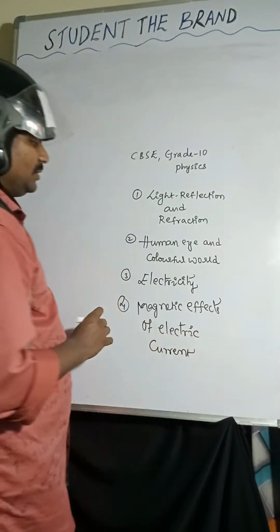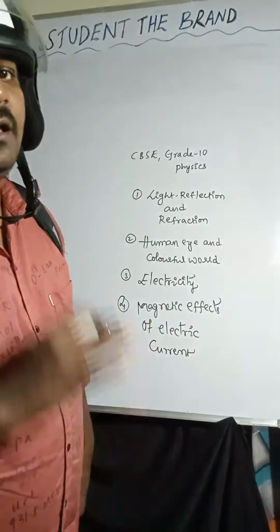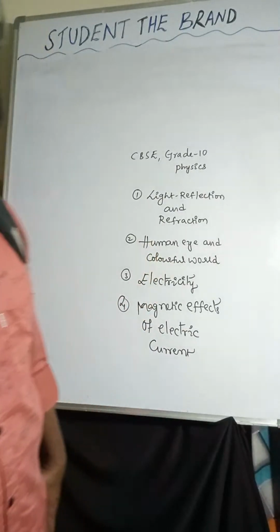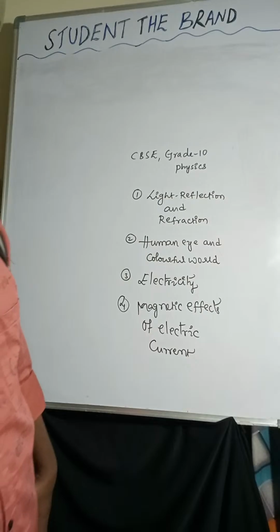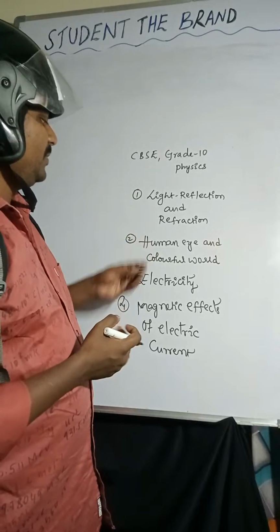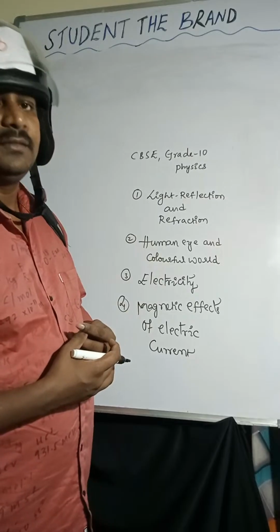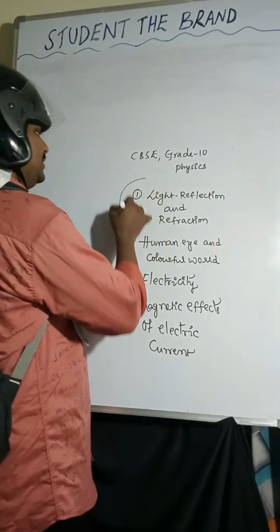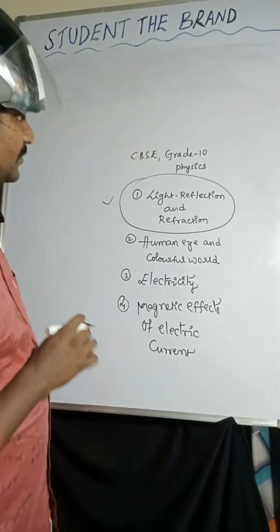So these are the four chapters. Once again, how many chapters are there in CBSE Grade 10 Physics? There are four chapters. Those are light reflection and refraction, human eye and colorful world, electricity, and magnetic effects of electric current. Right? So now we will discuss light reflection and refraction.